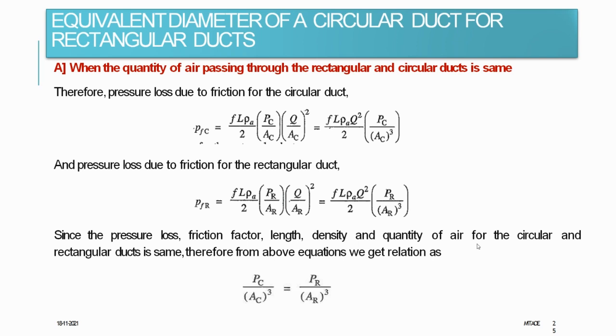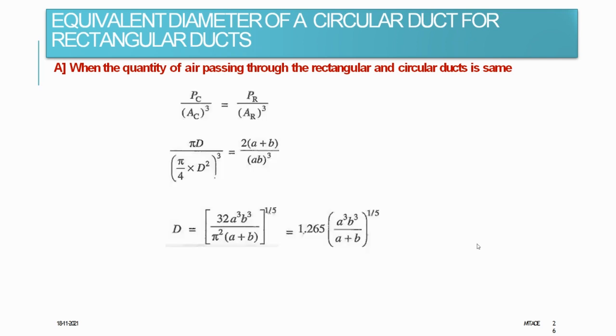And the pressure loss due to friction for the rectangular duct, for the same, we get FL rho A Q square upon 2 multiplied by PR upon AR cube. Since the pressure loss, friction factor, length, density, and quantity of air for the circular and rectangular ducts are the same, we can cancel out terms. Therefore, we can put the equation into a relationship: PC upon AC whole cube is equal to PR upon AR whole cube.